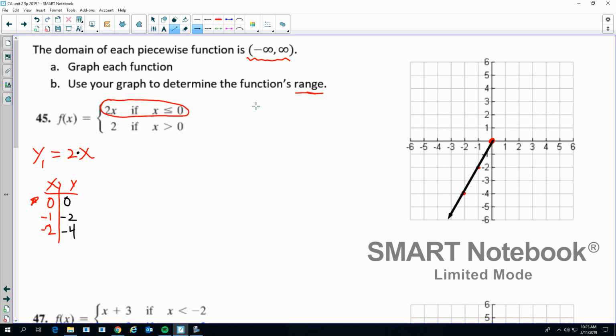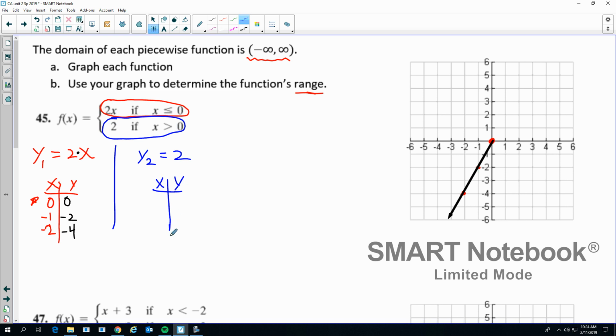That's pretty good. Okay. And then for the next one, we'll do this one in blue. So for this one, we'll call this y2. So y2 is equal to 2 if x is greater than 0. So when I make my table, even though 0 is not within my parameters, I actually need to go ahead and start with 0, and I'll explain why in a second. I'm going to put a little star next to this also. So I do want to start at 0, and then pick values greater than 0, like 1, 2. I could keep going, 3, 4, whatever you want to do.